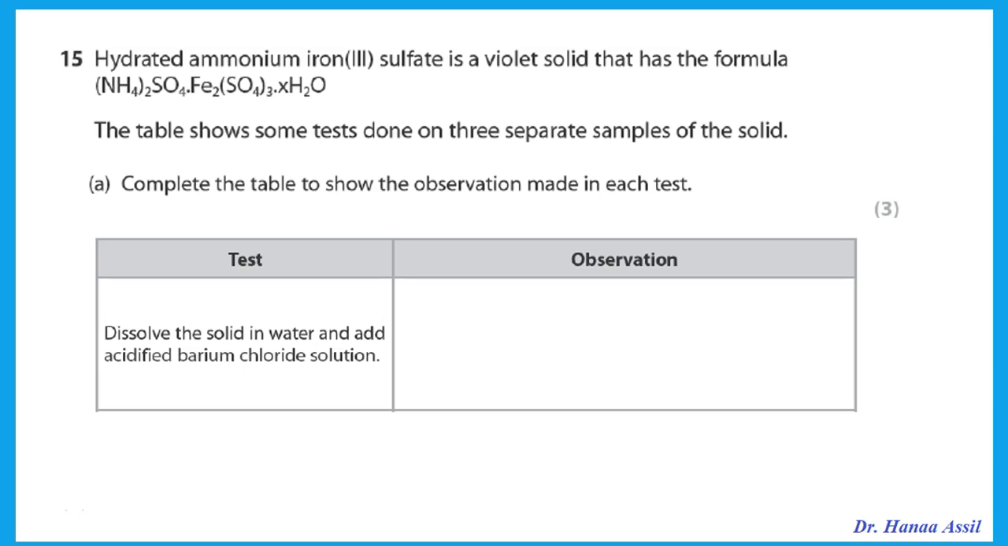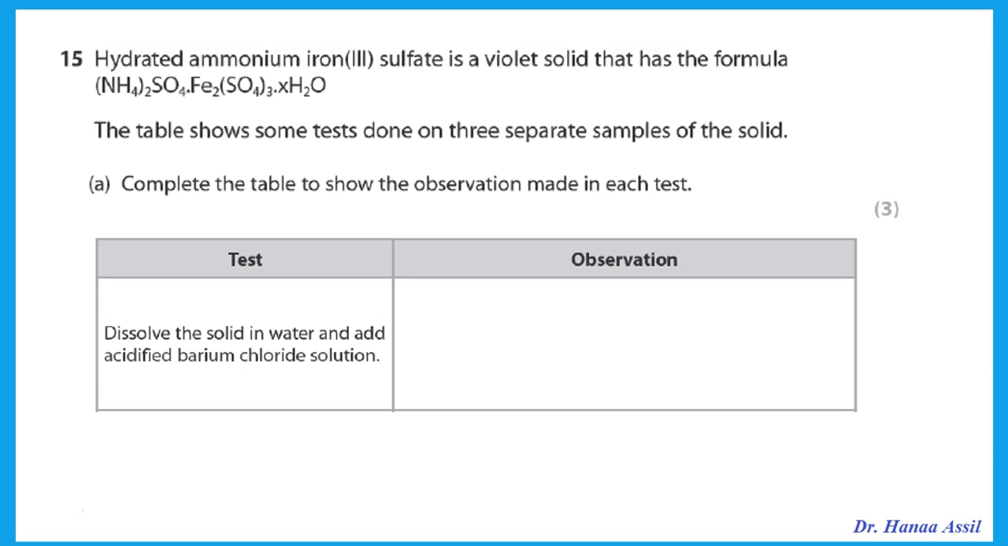Hydrated ammonium iron 3 sulfate is a violet solid that has this formula. The table shows some tests done on 3 samples of the solid. Complete the table to show the observation. So from the formula up there, obviously, what do I have? I have ammonium, I have sulfate, I have iron what? Iron 3.